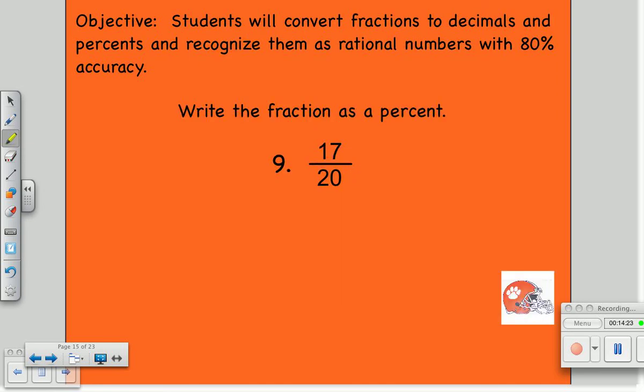Write the fraction as a percent. So this one we just did in lesson 5. Remember, we multiplied to make sure we get a denominator of 100. What can I multiply by? 5. 20 times 5 is 100. What's 17 times 5? 85. So this is 85%.